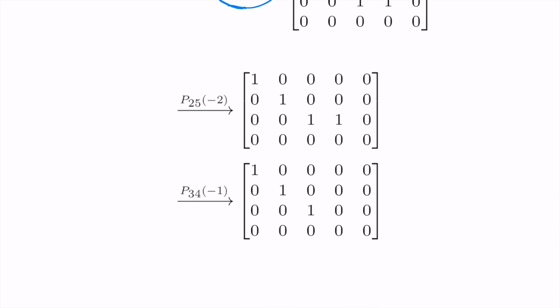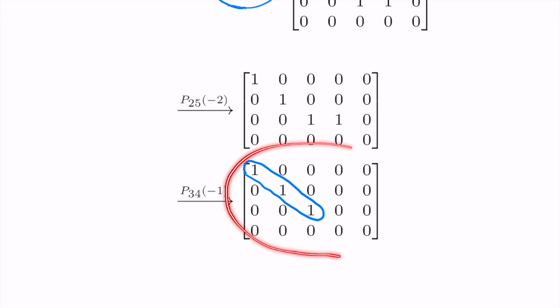And lastly, we apply P34 of negative 1. So we multiply the third column by negative 1 and add that to the fourth column. So that will eliminate this one. So we have 0 here. So in the end, we have 1s here, and everything else is 0.